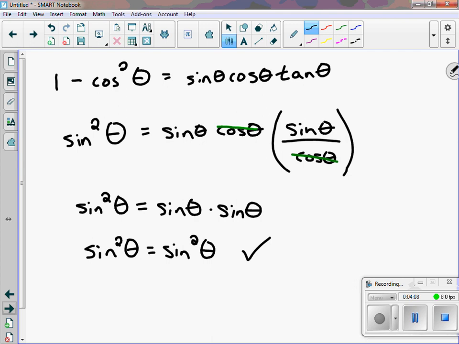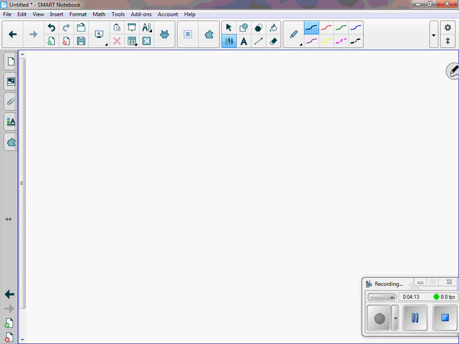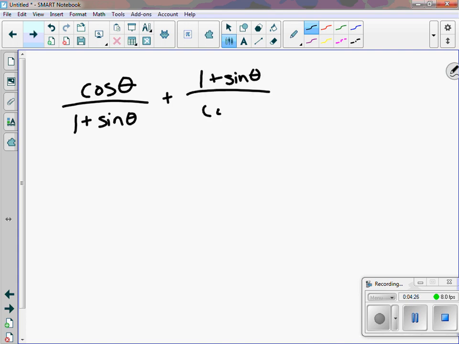Now, let's get to a tricky one where we have fractions and we might have to factor. So this is like a combo deal here. Cosine theta over 1 plus sine theta plus 1 plus sine theta over cosine theta equals 2 secant of theta. Okay, I'm just going to tell you this now. This takes quite a few lines. On your homework, I'll at least tell you how many steps you should get in order to solve this.